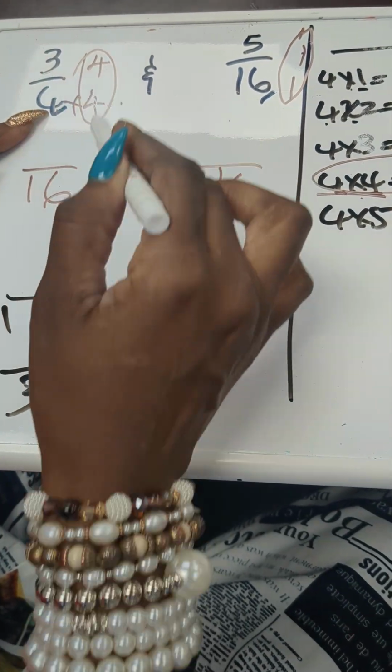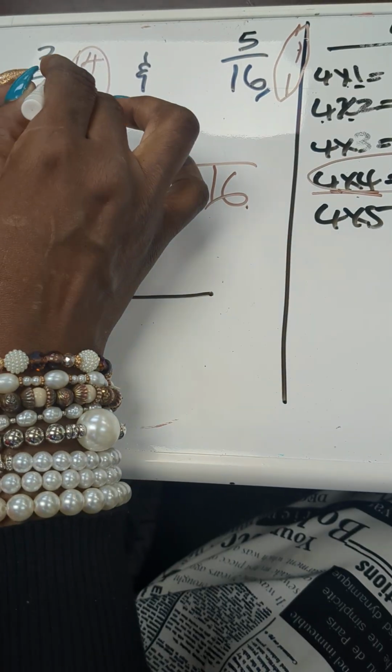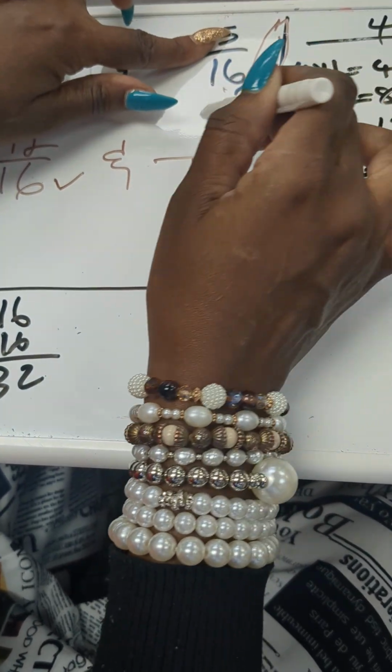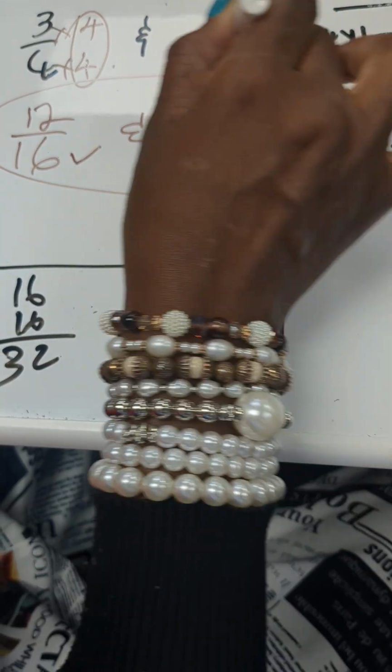4 multiplied by 4 equals 16. That is correct. 3 times 4 equals 12. Write the 12 right there. 16 times 1 is 16. 5 times 1 is 5. And this right here is your final answer.